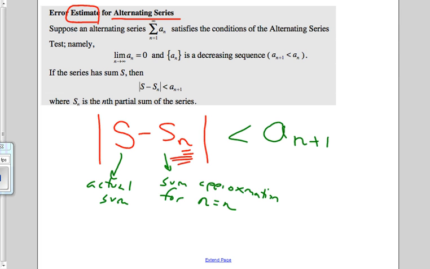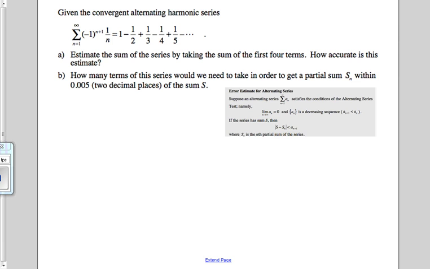We're not going to go through too much of a formal proof of this, but what this is saying is that the difference between the actual sum and our approximated sum, the absolute value of that, so this is our error, is going to be less than the n plus 1th term. How do we use that? Well, let's look at an example of that.